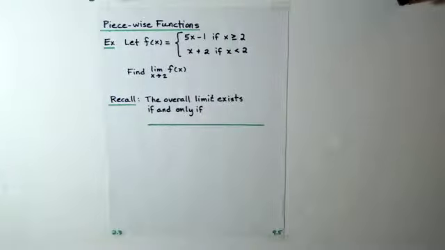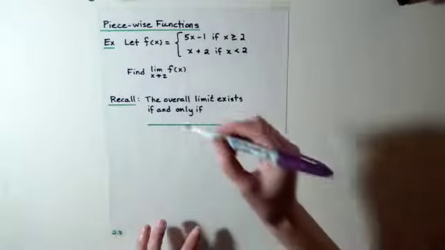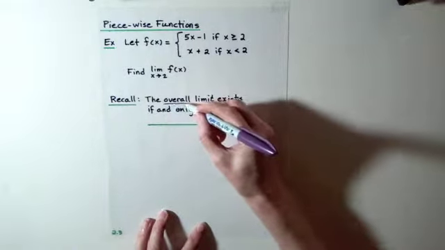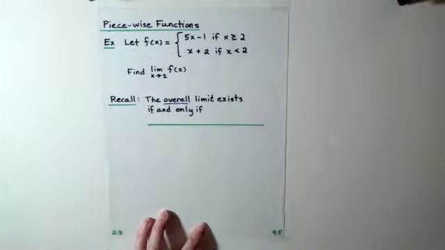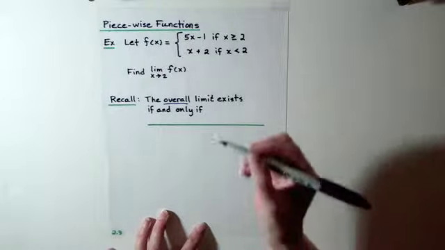That means we want to find the overall limit, the limit as x approaches 2 from both directions. But remember that the overall limit exists if and only if what is true? Well, we said that the overall limit exists if and only if the limit from the right and the limit from the left both exist and are equal to one another.